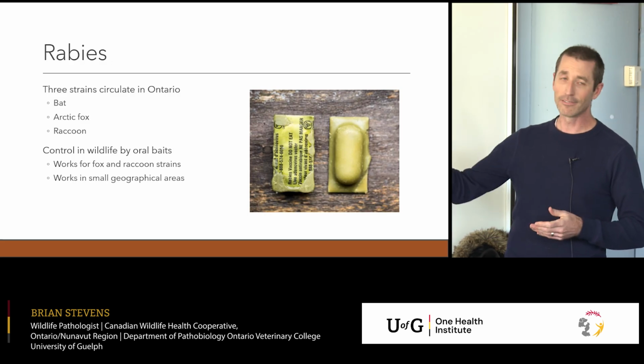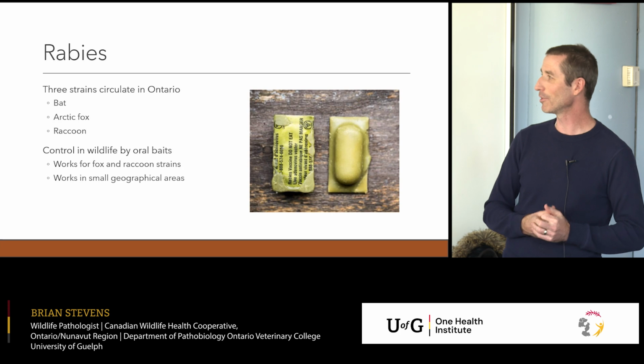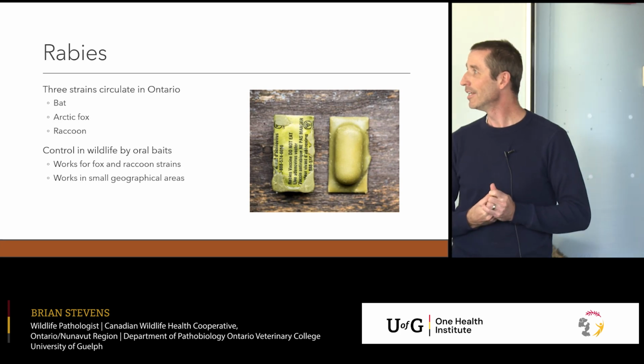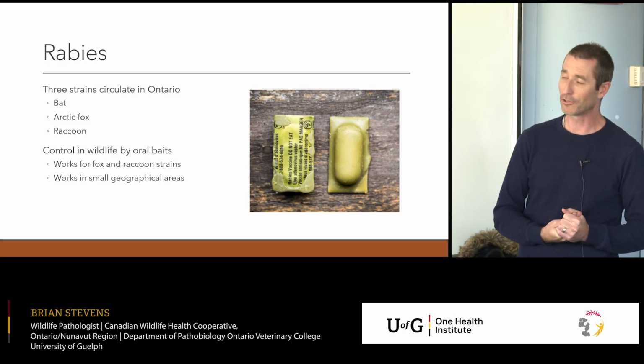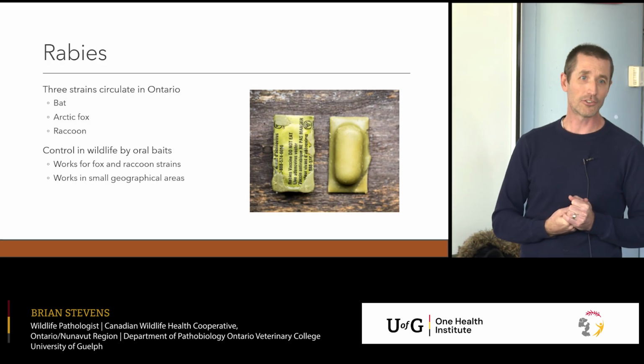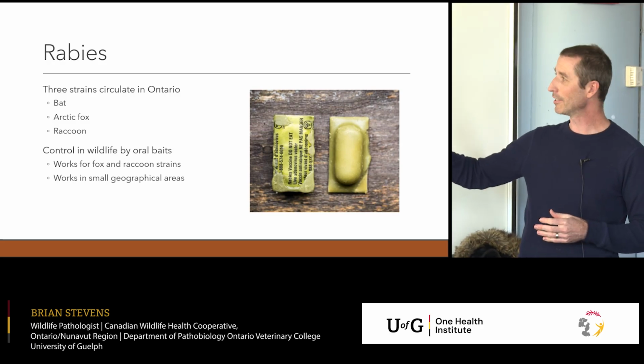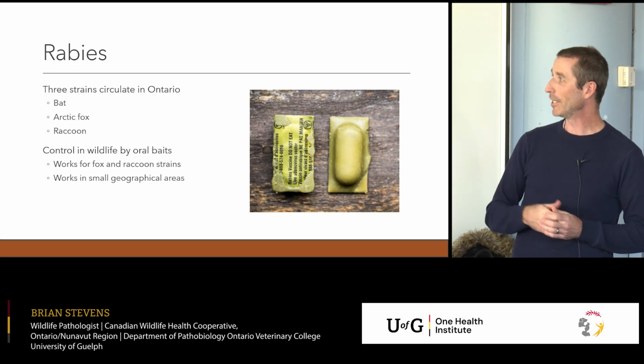Again, the bats aren't going to fly down and eat that, so you can't really control for the bat strain this way. This works very well for those 2 strains, and it works very well in a small geographical region. So in southern Ontario, eastern Ontario, works great. We can definitely put those out. They can be dropped from a plane.